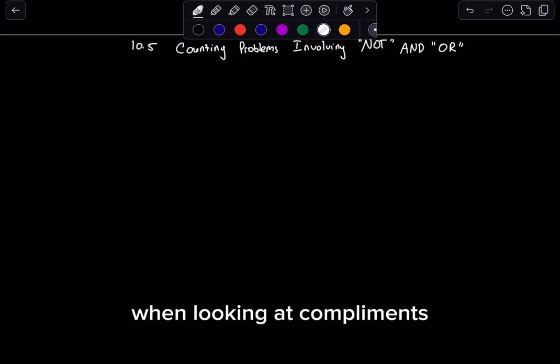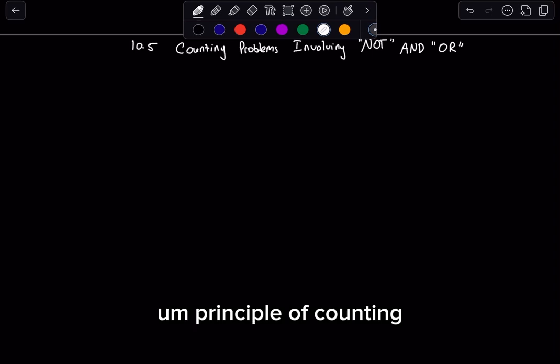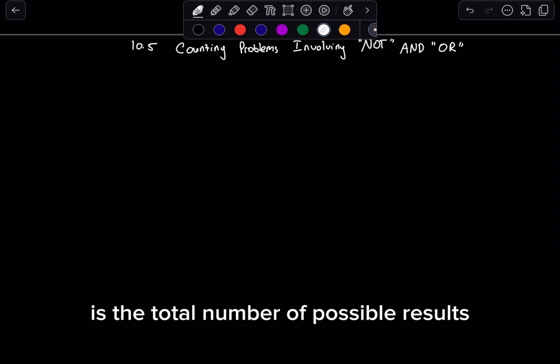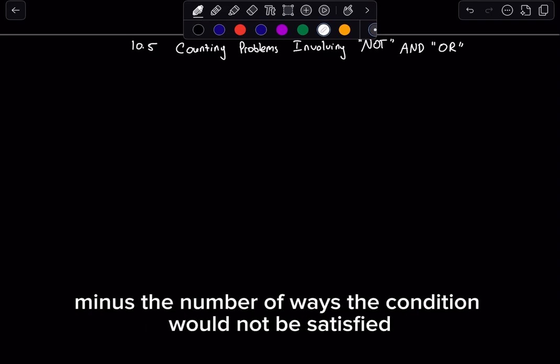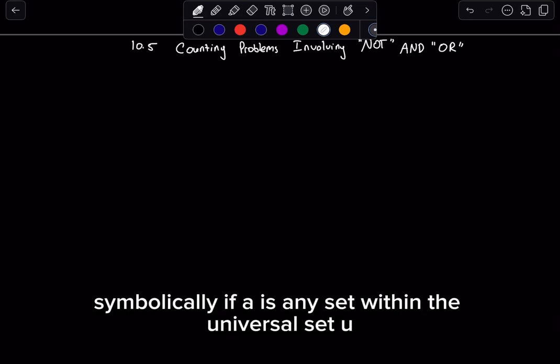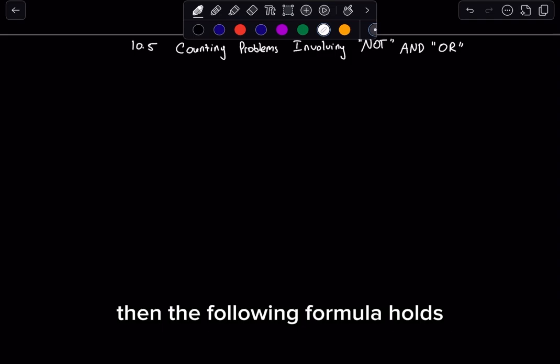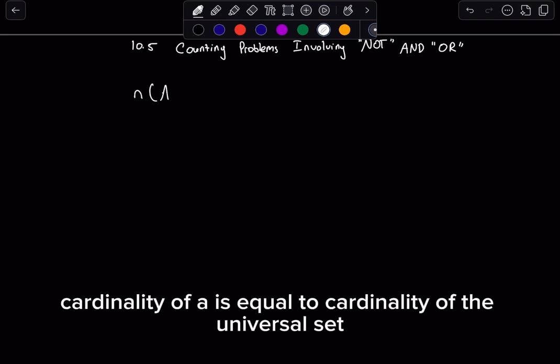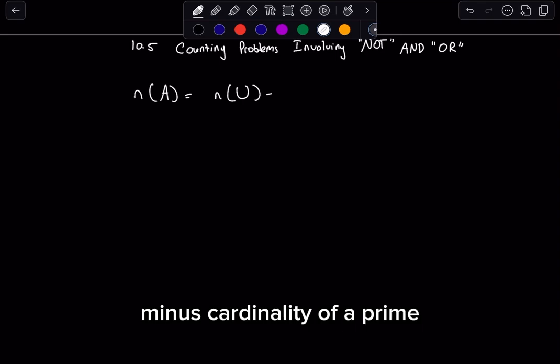When looking at complements, the principle of counting says the number of ways in which a certain condition can be satisfied is the total number of possible results minus the number of ways the condition would not be satisfied. Symbolically, if A is any set within the universal set U, then the following formula holds. The cardinality of A is equal to the cardinality of the universal set minus the cardinality of A prime.